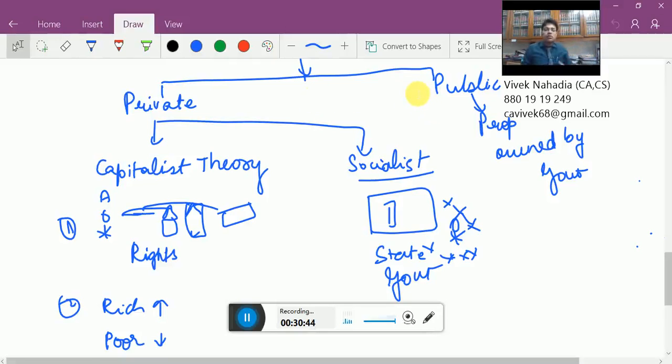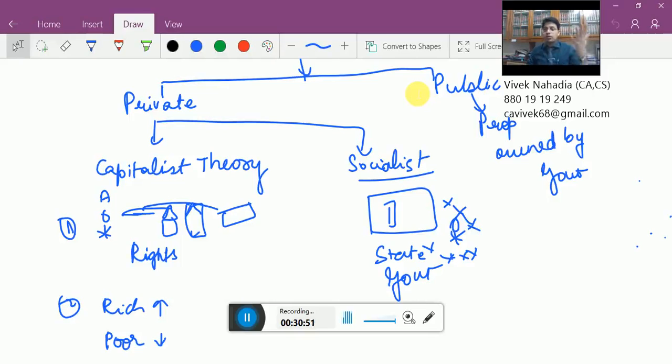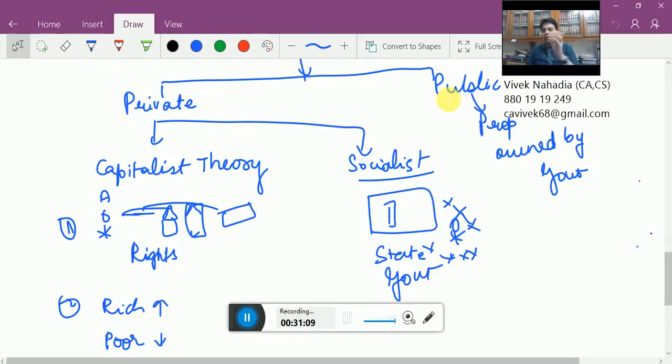Then we talked about public property. Public property means the property owned by the government: the railways, buses, bridges, flyovers, metro rail, etc. These properties are owned by the government, and thus these are called public properties. Here we talked about the conversion of private property into public property, and here we'll talk about the conversion of public property into private property. And we said that the government in some cases converts public property into private property. That's it for this video.